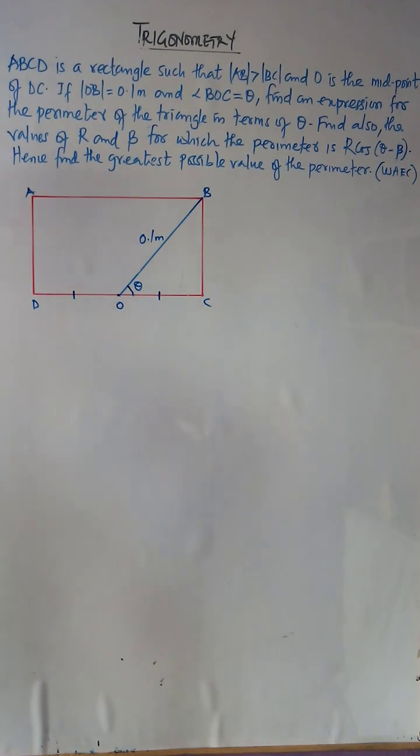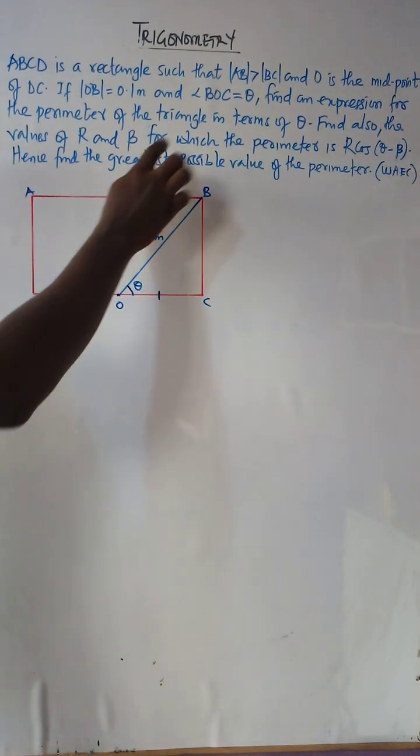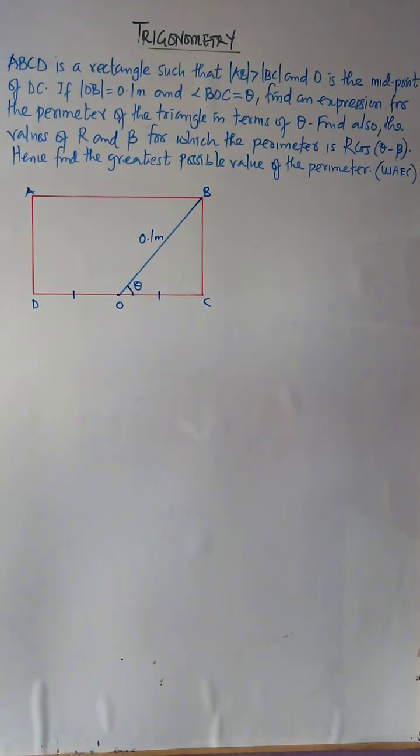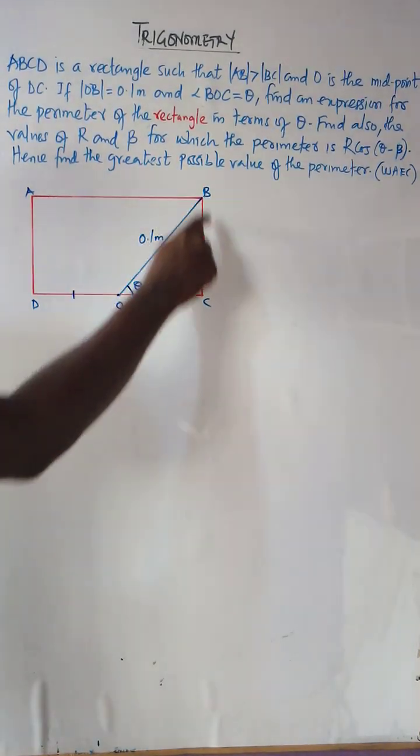Sorry, there's a mistake in the question. The question didn't say the perimeter of the triangle. It's actually a rectangle. So let's change that. So we know the perimeter of this rectangle is the addition of all the sides.